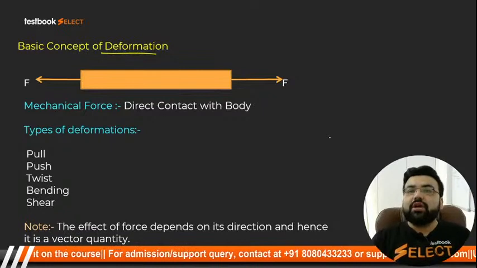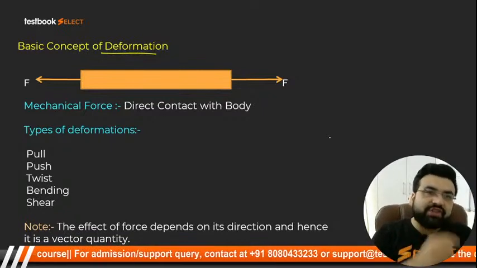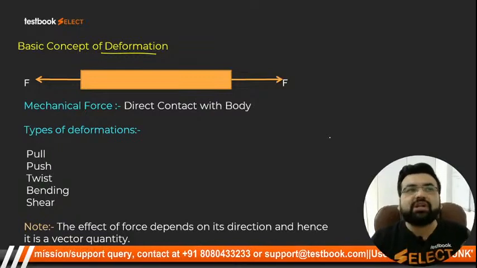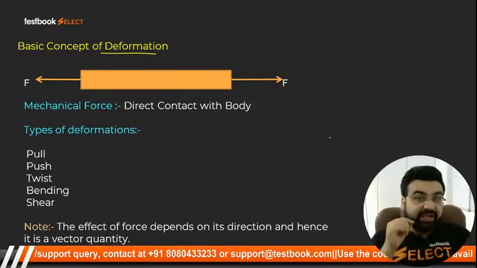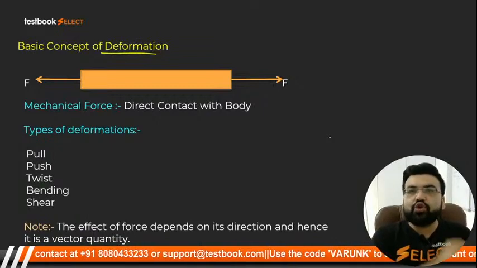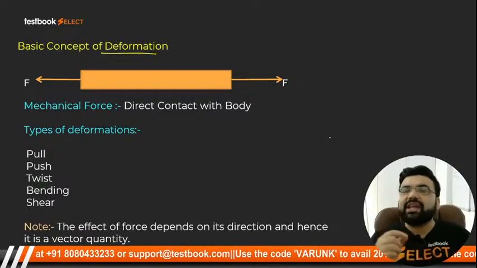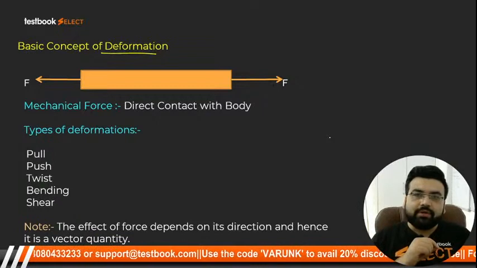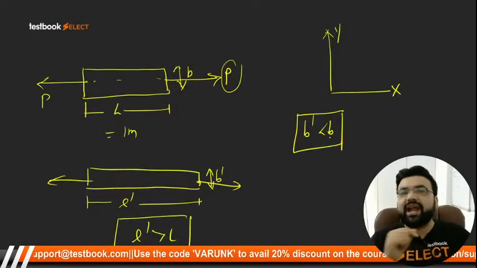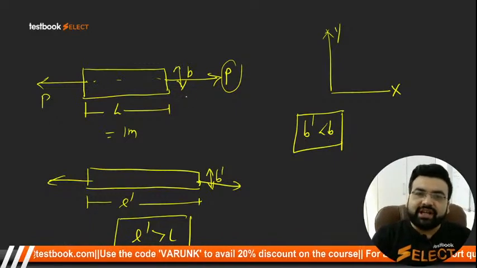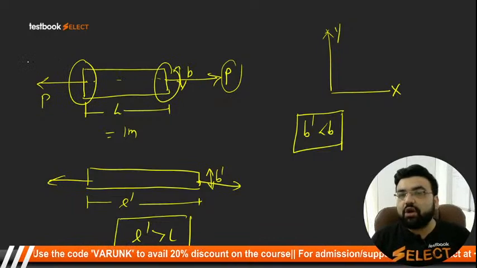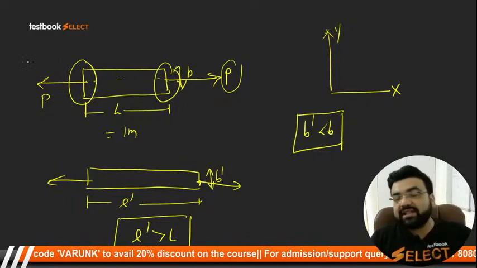Any force which wants to show its impact, but cannot show its impact without coming in contact with the body. It means that a force has to be in contact with the body to show its effect is called a mechanical force. For example, whatever force I had shown here in this figure is a mechanical force because this force has to be in contact with this body. If this force is not in contact with this body, it is not called a mechanical force.